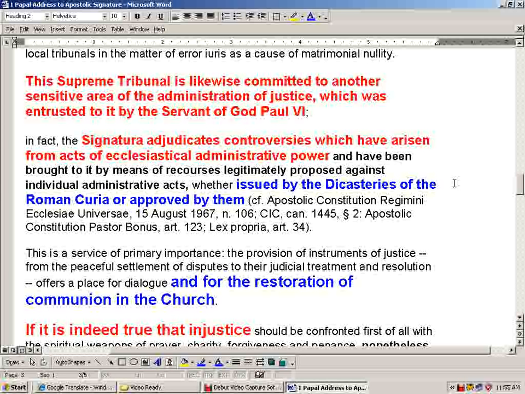If you want to appeal the judge's decision, you could take it to this court. They have been brought to it by means of recourses legitimately proposed against individual administrative acts, whether issued by the dicasteries of the Roman Curia or approved by them. So again, this Roman Curia could be American departments, I think is one of the choices it could be. U.S. departments. I don't know. Anyways, if everything is run from Rome, then they're all under Rome's control. And if we have an appeal to something that's happening in something that's under Rome's control, the Vatican, we're supposed to take it to the Apostolic Signatura.